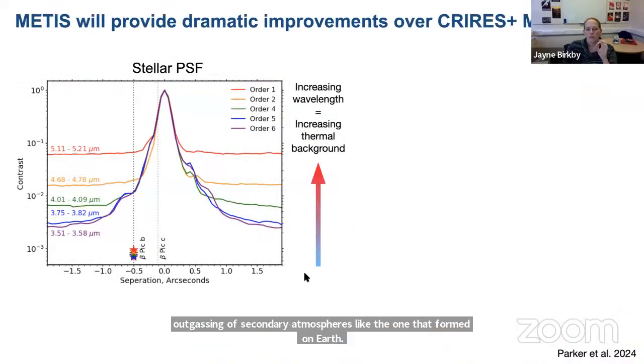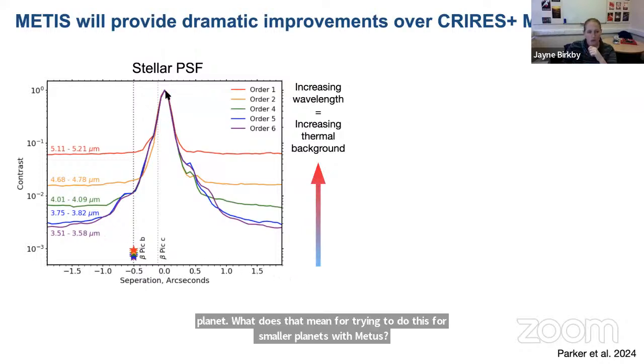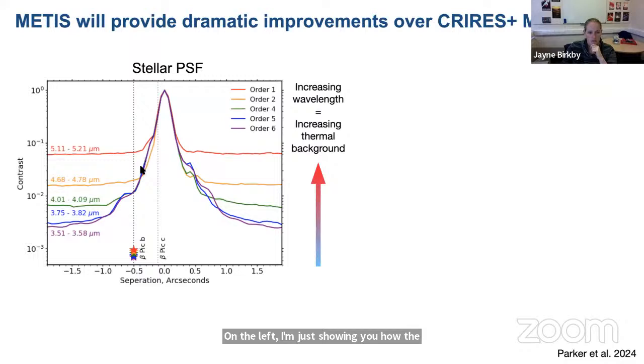So we've been able to do this with CRIRES for a giant planet. What does that mean for trying to do this for smaller planets with METIS? On the left, I'm just showing you how the contrast ratio changes as we move further away from the host star for different wavelengths. And you can see it changes quite rapidly.